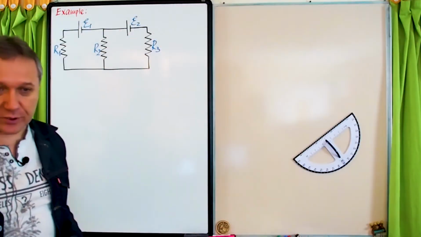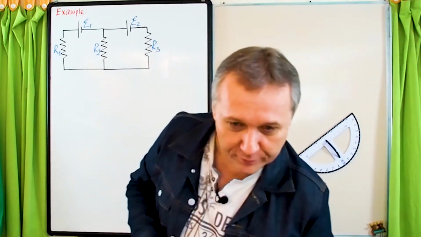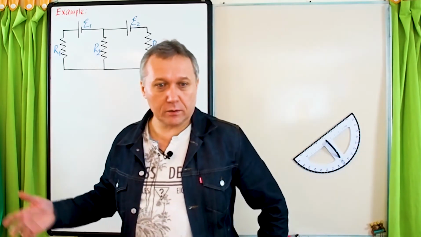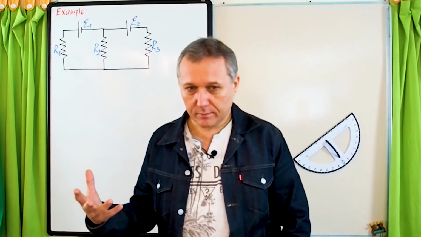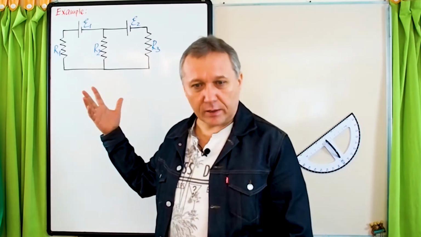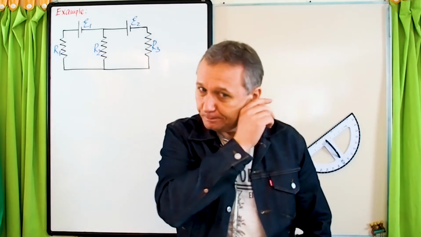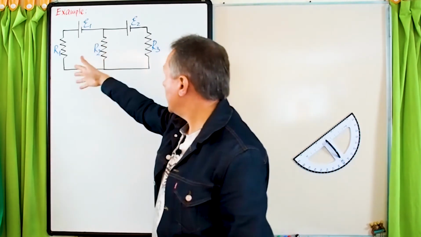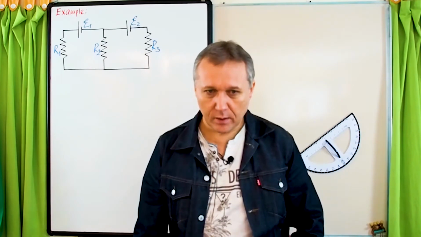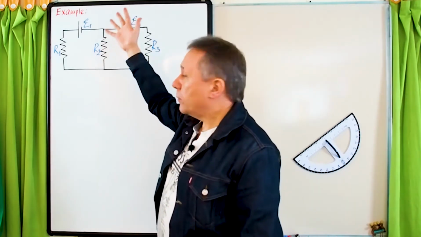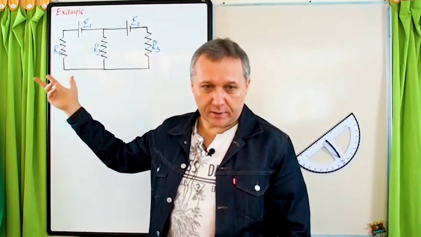I prepared this picture to save a couple of seconds. The question is, we need to analyze this circuit. It's a multi-loop circuit, a two-loop circuit. We have two batteries and three resistors. We need to analyze it. What does analyzing mean? Analyzing means we need to know everything about each of these elements.